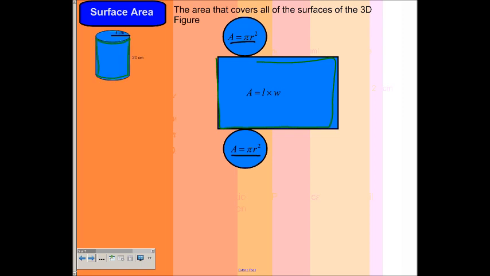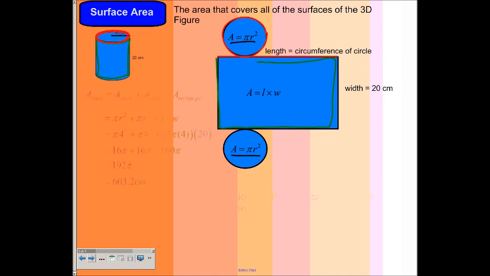So you have the two circles, and finding the area of those should be pretty easy since the area of a circle is pi r squared, and you've got two of them. Then for the rectangle, the width is going to be the height of the cylinder, which is 20 centimeters, and the length is going to be the circumference of the circle. So if you notice here in the red, I've got the red on top circling the circle. It's the same length if you roll it out as the length of your rectangle.